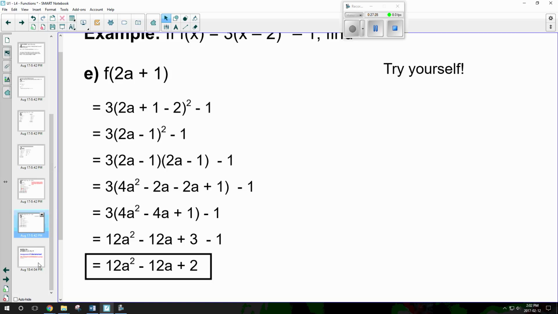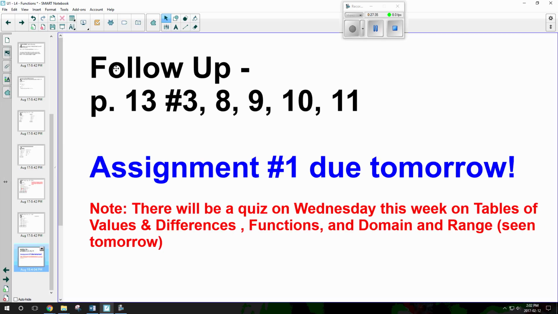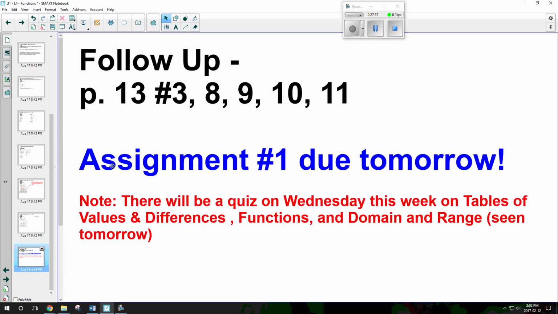Okay, so that is it for the lesson. You do have some follow-up practice questions that are in your textbook for you to practice your skills on this. Please note that the assignment 1 that you got handed out on Friday is due tomorrow. So please make sure that you use your class time to work on the assignment.